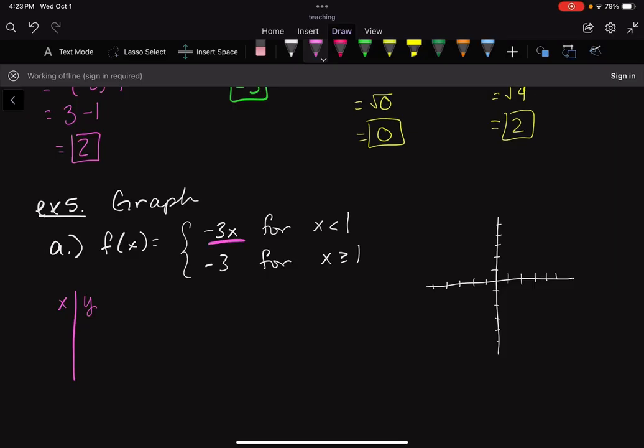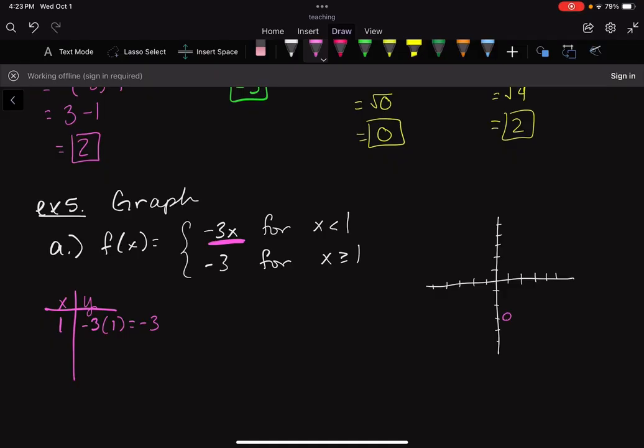So I'm going to do this one in pink. And so I'm going to plug in 1 for my -3x. If I plug in 1, I get -3 times 1, so that's -3. So this is the point 1, -3. Be careful though, the 1 is not included, so that's going to have to be an open circle right there. Then I'll graph the rest of it.